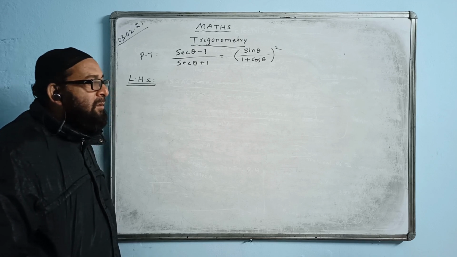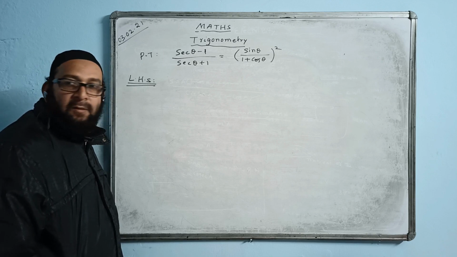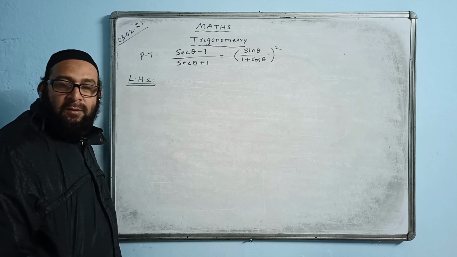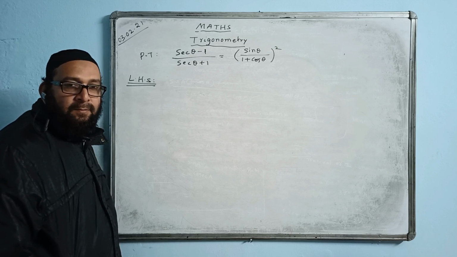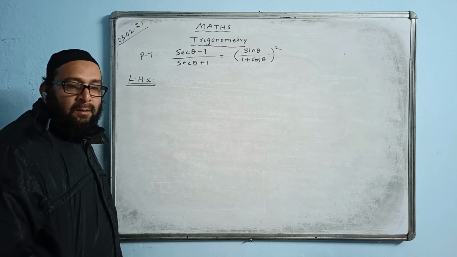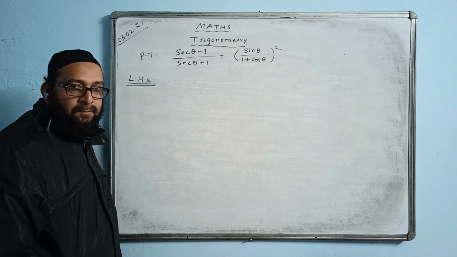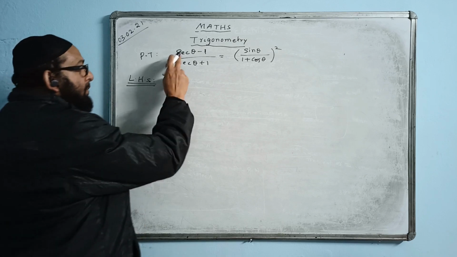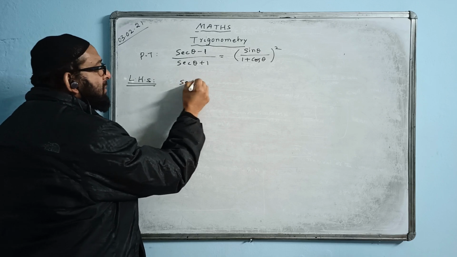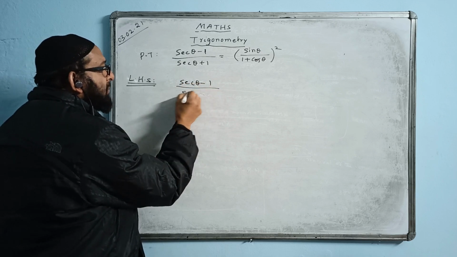Tell me the steps now. First one. Yeah, you're right. Take LHS. LHS is this one: sec theta minus 1 by sec theta plus 1.